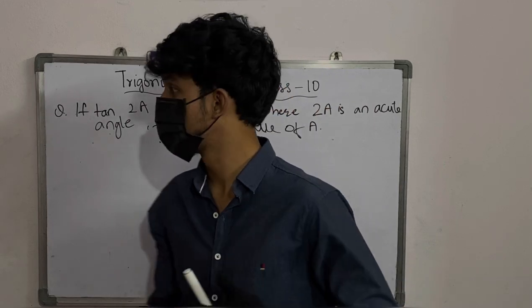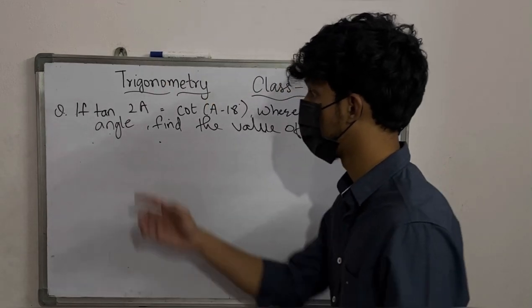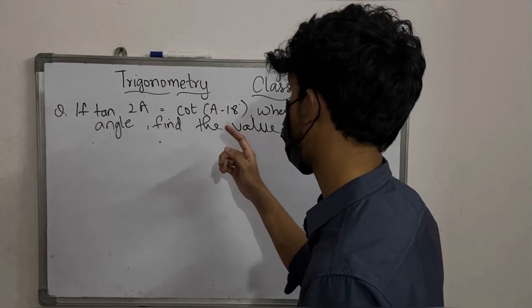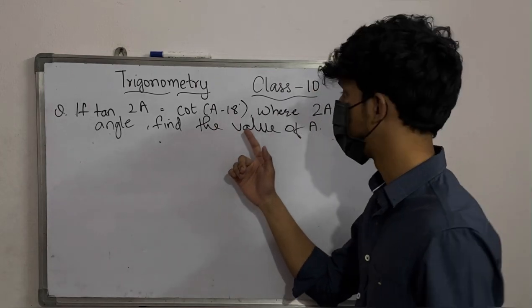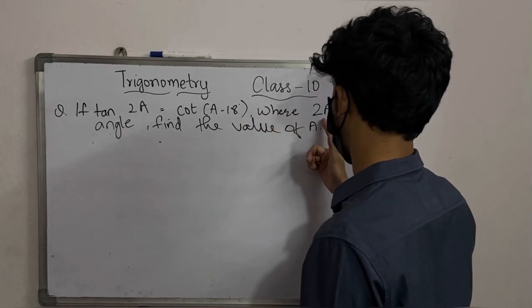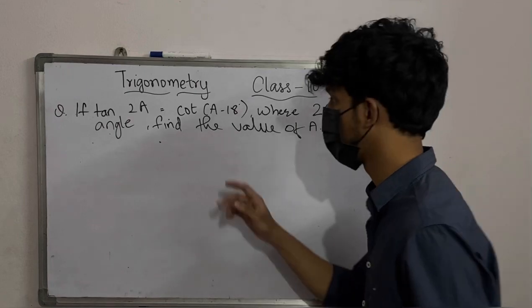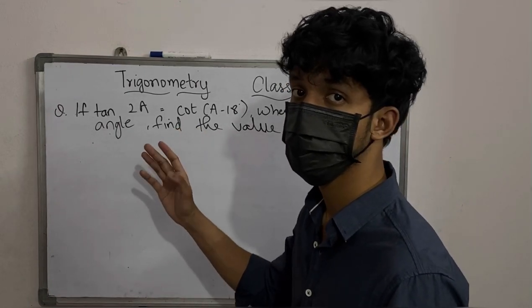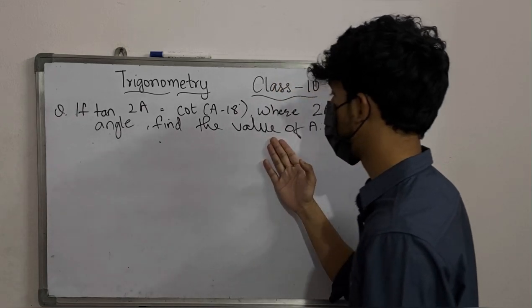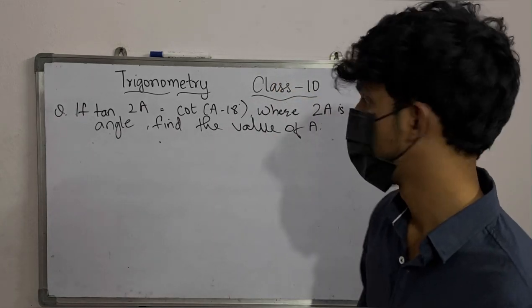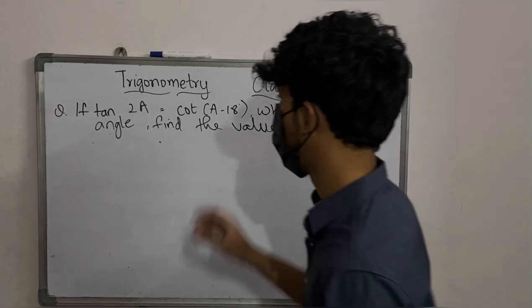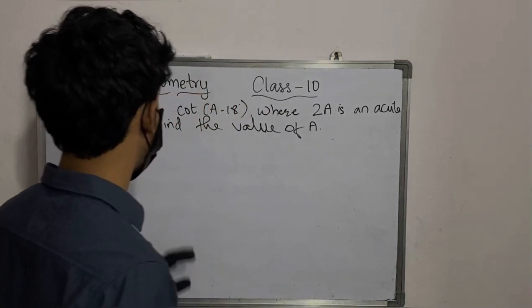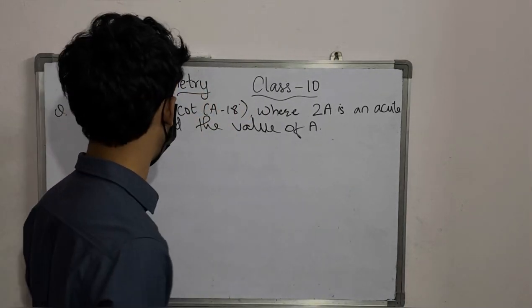Hi guys, in this video we are going to solve this: if tan 2A is equal to cot(A minus 18), where 2A is an acute angle, and an acute angle, guys, is an angle less than 90 degrees, find the value of this angle. So we have to find the angle by using some of the trigonometric values.